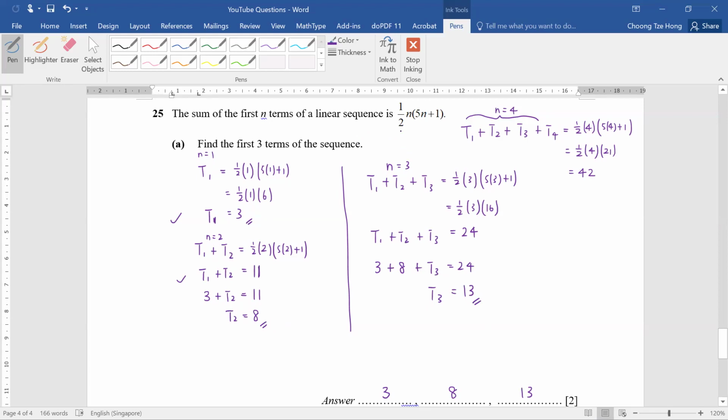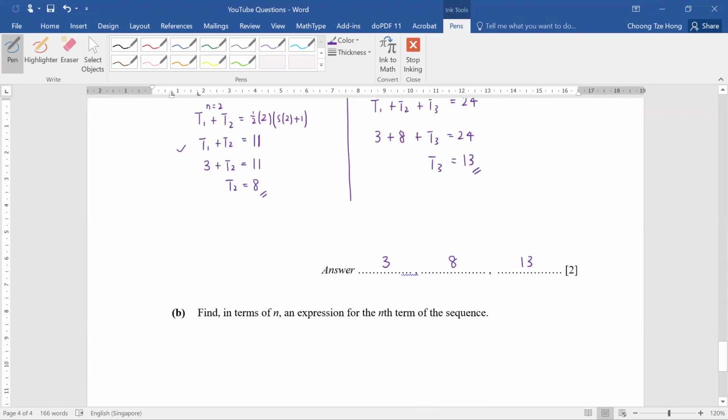Okay, let's look at part B of the question. Part B wants us to find, in terms of n, an expression for the nth term of the sequence. Over here, we have T1, T2, and T3, right? So now they want us to find the formula for Tn, and write it down in the answer space.